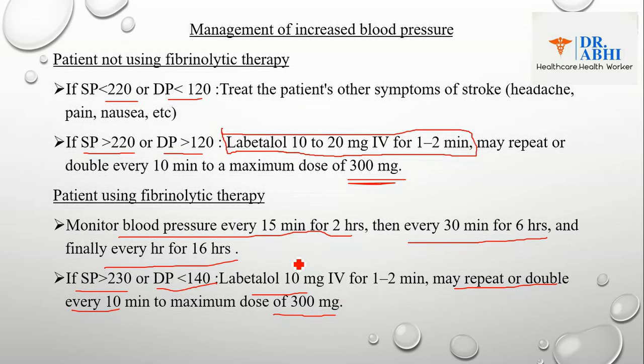In this way, we can manage the hypertensive patient whether we have used fibrinolytic therapy or the patient has not been given any fibrinolytic therapy. We must understand that acute management of stroke is necessary and time is brain, and the nursing staff must be efficient enough to manage stroke whenever it lands in your ER.